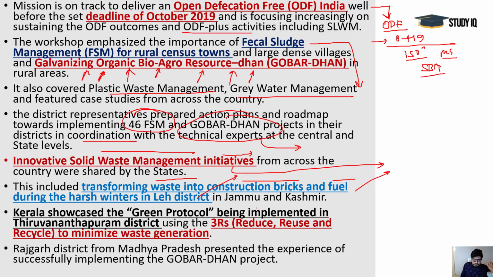And apart from that, the green protocol, which is being implemented in the Thiruvananthapuram district of Kerala, was shown. They are using the 3Rs scheme, that is reduce, reuse and recycle. Means first you reduce it, then you reuse it, and then you recycle it. So it's a waste management strategy that is implemented in many areas, but they are showing it as a model. And in the Rajgarh district of Madhya Pradesh, they are showing the Gobardhan project. So these were the important models shown by states in this workshop.